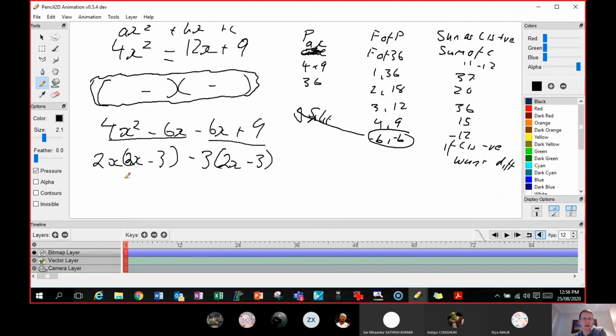Notice now I've got the same factors. You should always have the same factors. You need to take out the highest common factor. If they're not the same, you've done something wrong. So it's going to be 2x minus 3, 2x minus 3, and that is the same square. So it's 2x minus 3 all squared. And that is factorized.